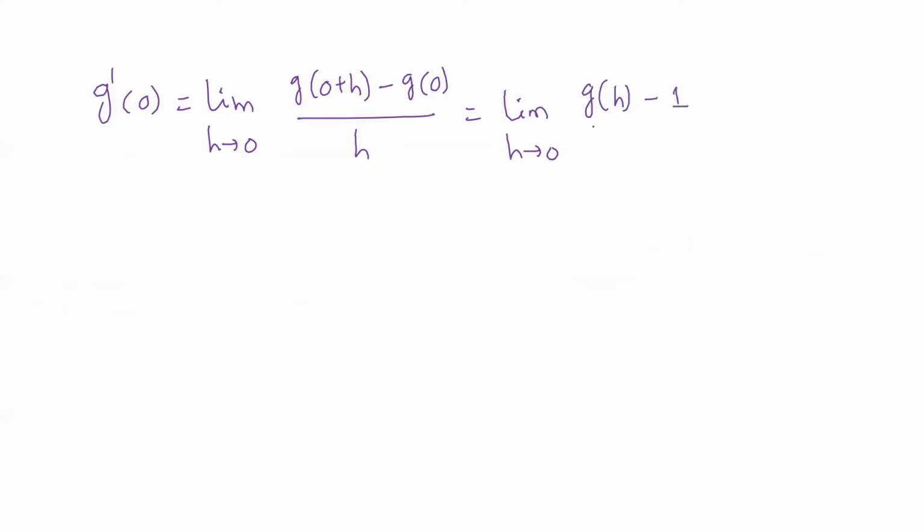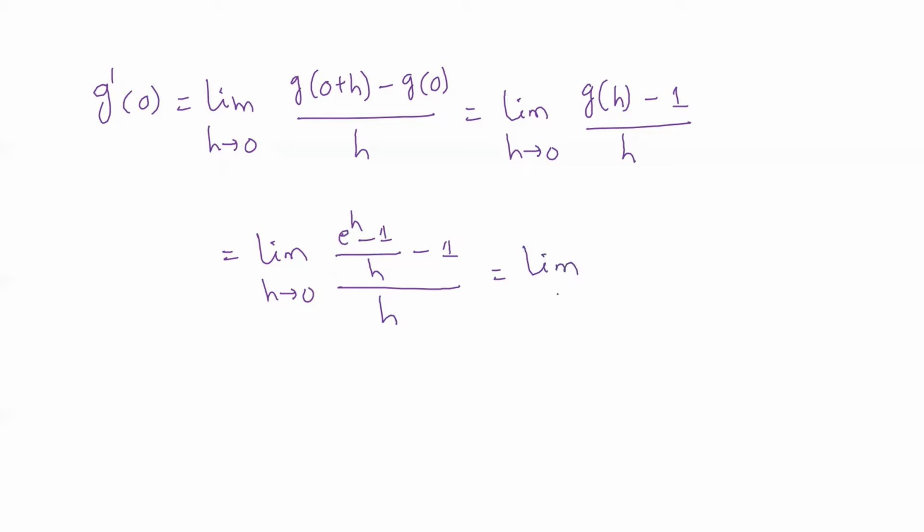So again, using the same type of relation here, this can be written as limit h tends to 0 of g of 0 plus h minus g of 0 upon h. So that can be written as limit h tends to 0 of g of h minus g of 0, where g of 0 is given as 1, upon h, right? So now this g of h can be written as f of h upon h, that is nothing but e raised to h minus 1 upon h, minus 1, upon h, right? So this is what we are going to get. And if you simplify this, we'll be getting limit h tends to 0, and if you take the LCM, that will be e raised to h minus 1 minus h upon h square. So this is what we are going to get as the value of g dash of 0.